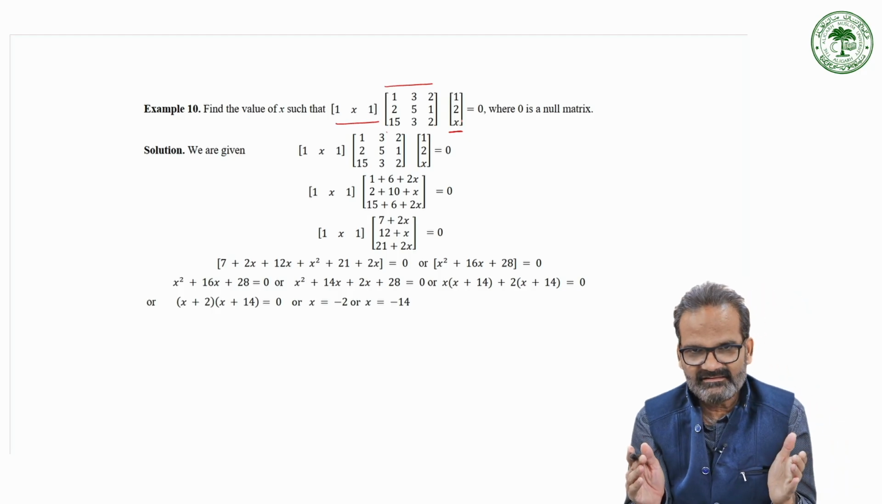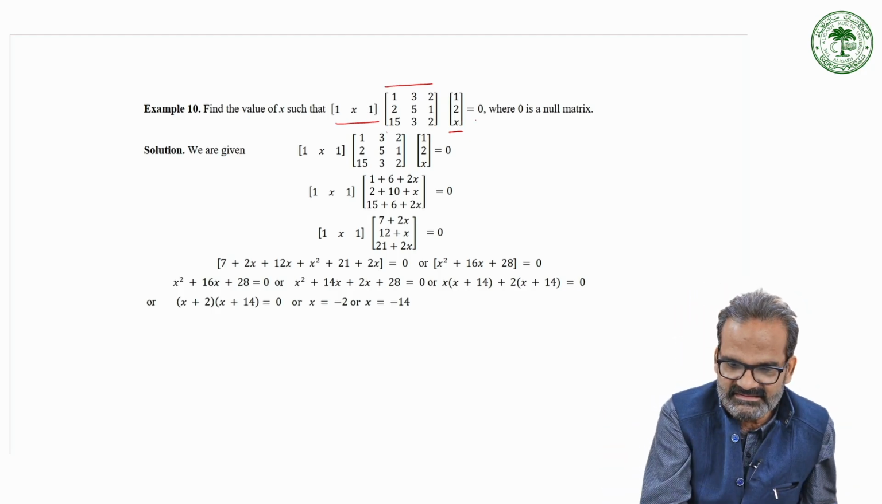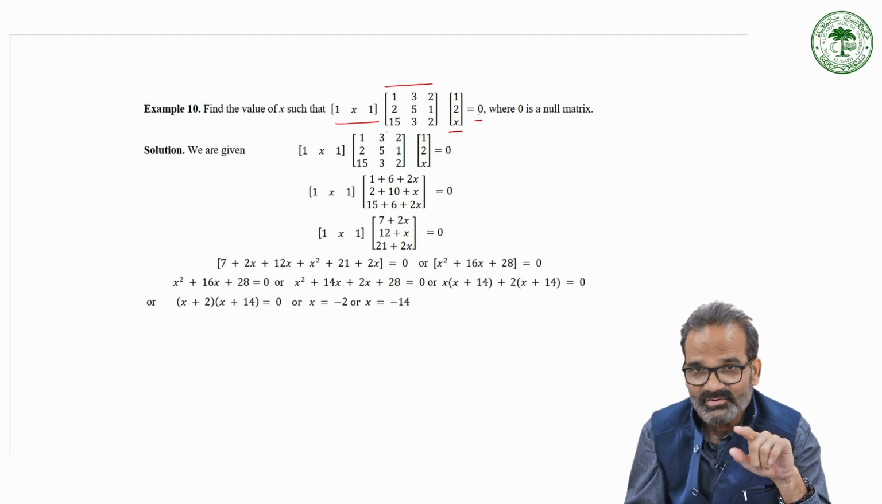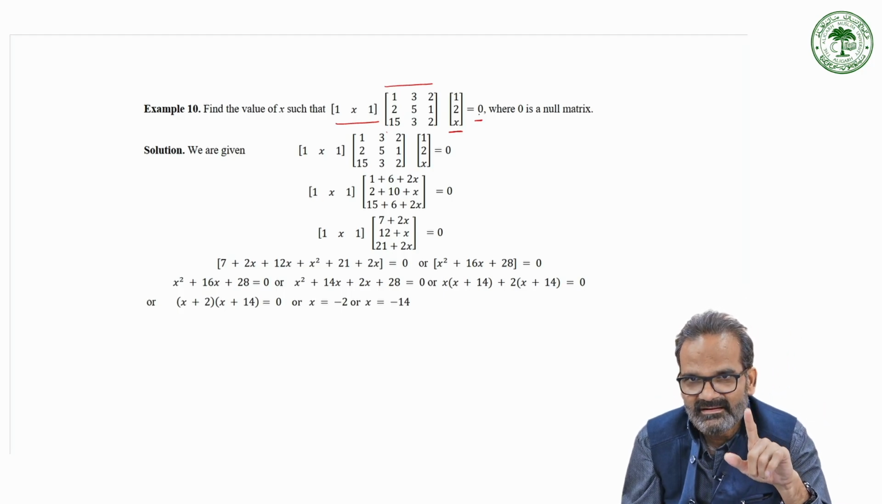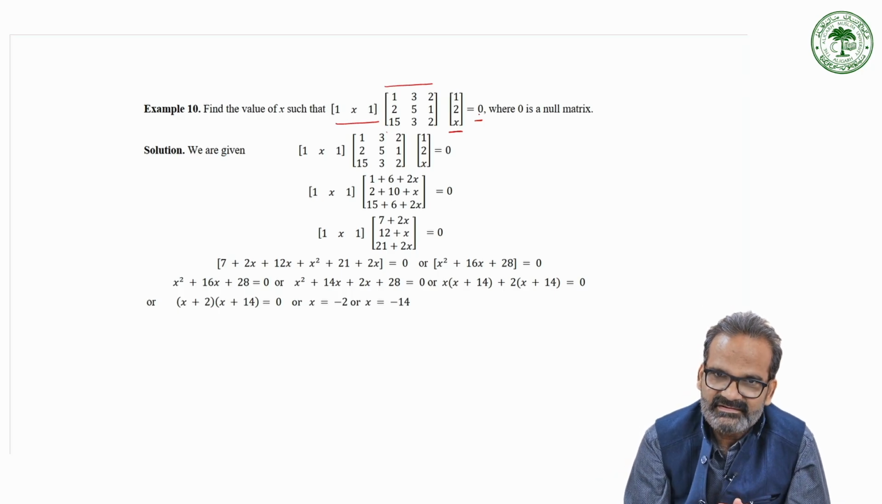And what is given here? The product of all these three matrices is 0, where 0 is not a number. Here 0 is a null matrix. Null matrix means a matrix whose all entries are identically 0, right? So this is also a matrix equation. So from this matrix equation, find out the value of x.